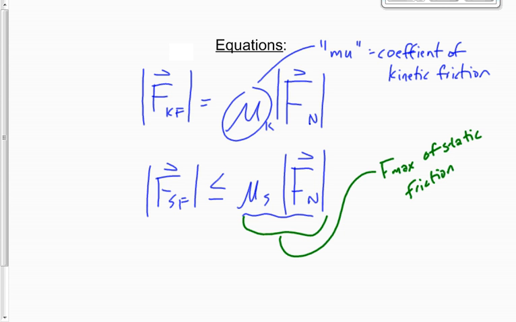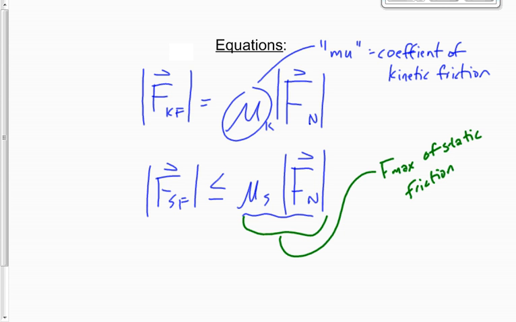If I pushed with 10, the force of static friction was 10. That's less than or equal to 50. If I pushed with 50, static friction was 50. That's less than or equal to 50. If I push with 51, what's static friction? Oh, 0. Because the force of static friction has to be less than or equal to the maximum amount, and the maximum amount was 50. And I just exceeded that.